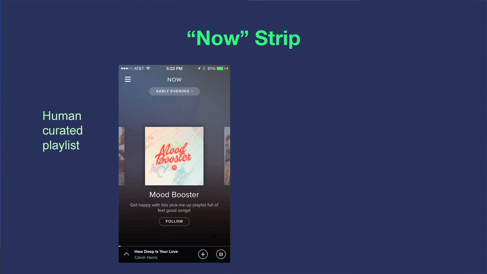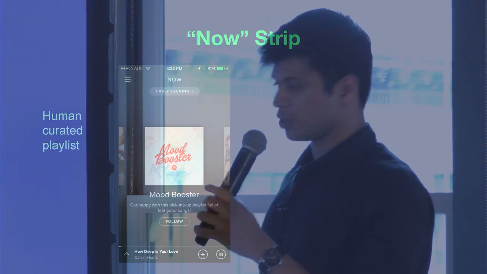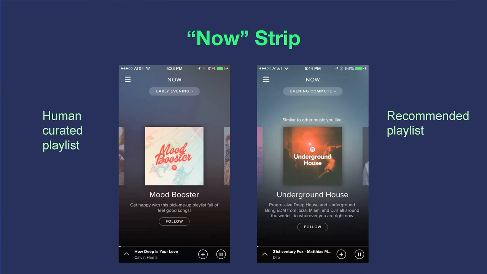So what exactly is this Now Strip? Well, this Now Strip is essentially a list of music, human-curated playlists and shows for you right now. This is the kind of music and content that Spotify thinks is best for you at this very moment. And so along with this content of human-curated playlists that are created by editorial teams, we sprinkle through some different kinds of playlists that we believe are good for you according to your taste. So these are the recommended playlists.